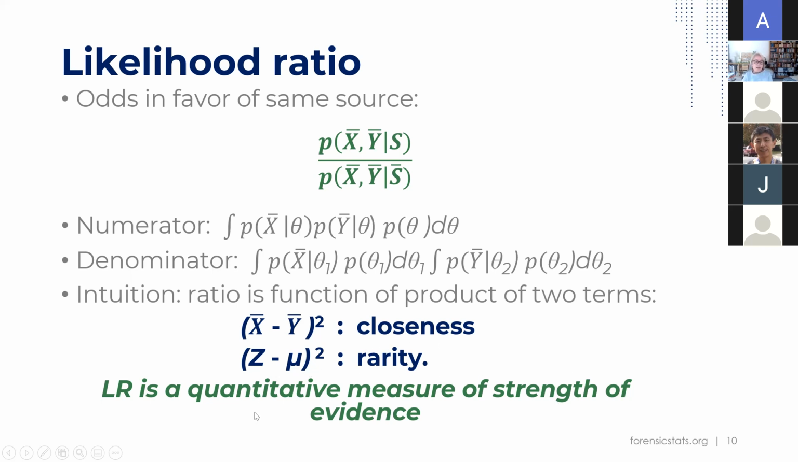As a consequence, he said one should use this likelihood ratio statistic as a measure of the strength of the evidence. It measures both the closeness or similarity and the rarity, and that's what you want. So it's a one number summary of the strength of the evidence.